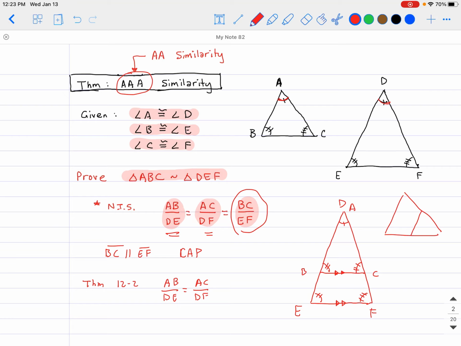The one other thing that I need to mention is that we don't really need to have all three angles congruent to each other. We can have it such that two angles are congruent to each other. That is to say, if you know that A is congruent to D and B is congruent to E, that is sufficient, because remember that inside a triangle, the sum of all the interior angles adds up to be 180. So that forces C to be congruent to F. So really, we don't need that last part. And hence, that's why we call it AA similarity instead of AAA similarity, because it's going to be less work.